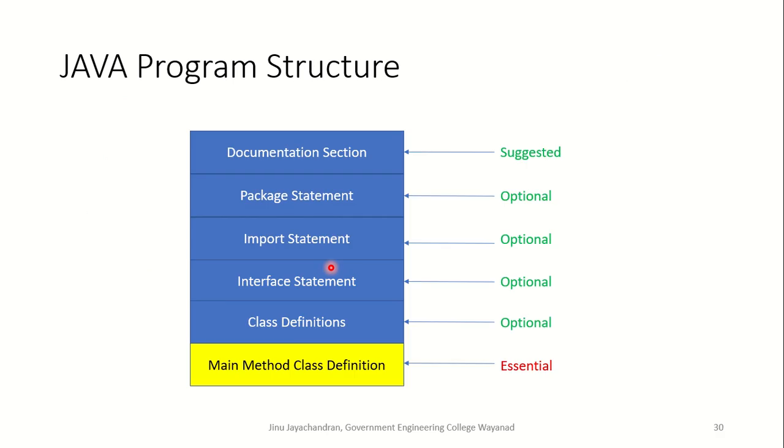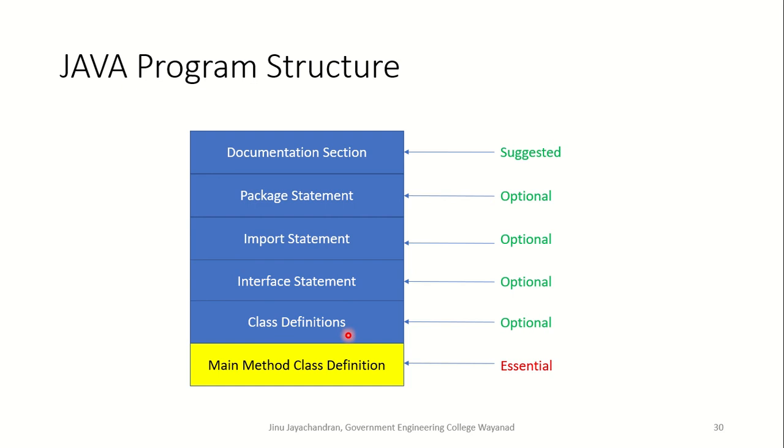When you generalize this, you can see that there is a documentation section, which is the comments. Then a package statement, where you say to which package you want to put this program. Then you have an import statement where you say I want to import this particular class or this particular package into my program, so that I can execute the program using the imported classes or methods inside the imported classes. Then I can have an interface statement, which we'll be discussing later. That's an optional one. Then we have class definitions.